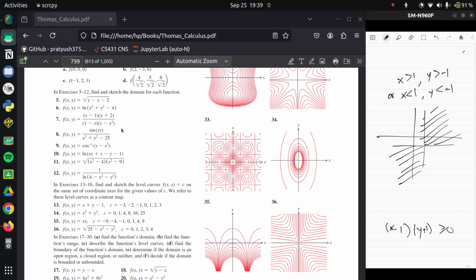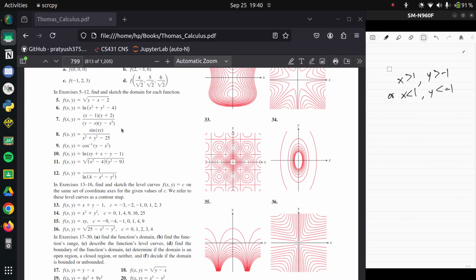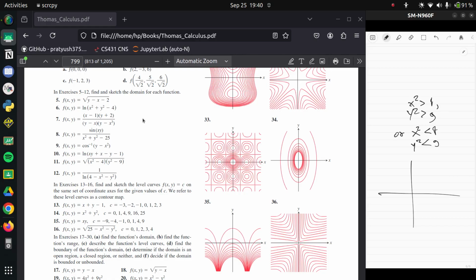Okay, next we have square root of x squared minus 4 times y squared minus 9. So once again, this is just greater than or equal to 0. So what we require is x square should be greater than 4 and y square should be greater than 9, or x square should be less than 4 and y square should be less than 9. Both should happen pretty much. So this region, x square is greater than 4 and y square is greater than 9.